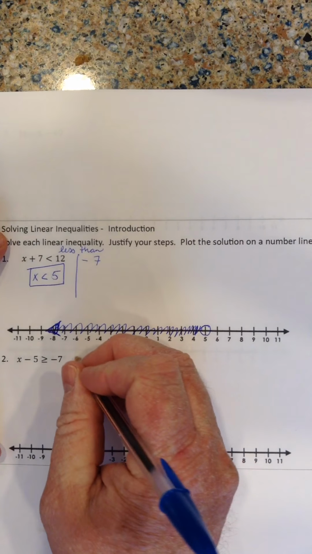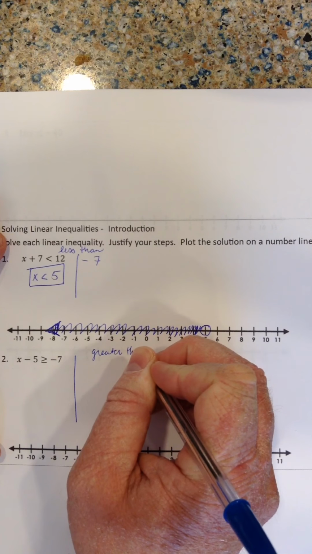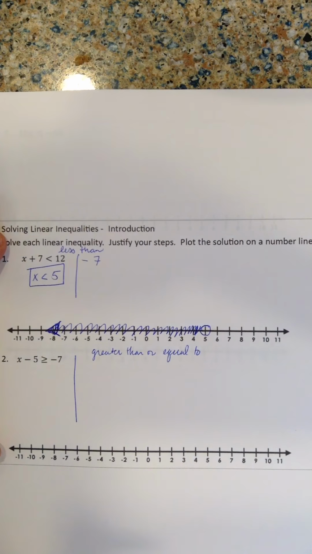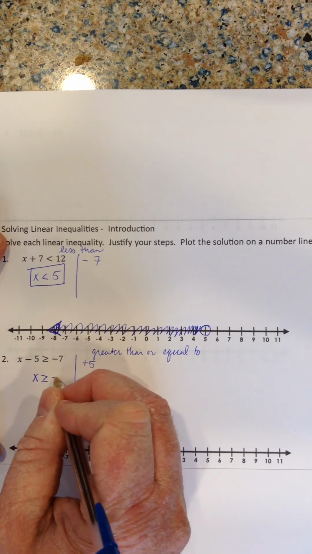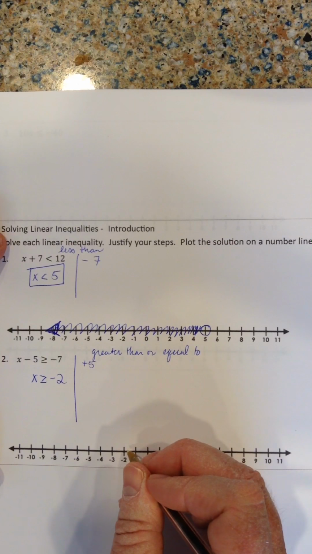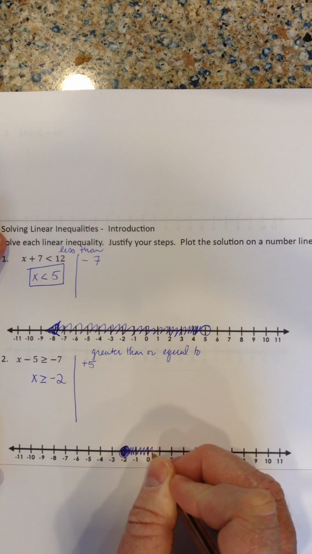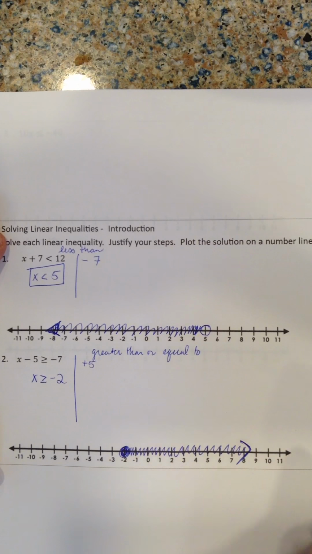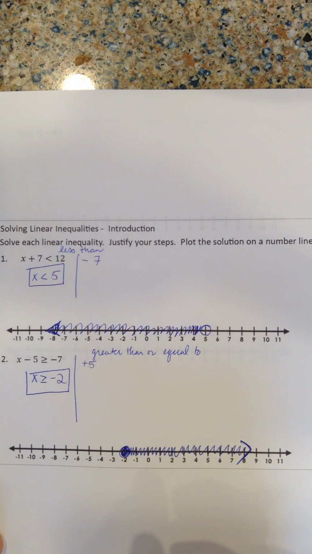Okay, number 2. It says greater than or equal to. So I'm going to add 5 just like I would with an equation. We get x is greater than or equal to negative 2. So since it's greater than or equal to, I'm going to fill in the circle. And since it's greater than, I'm going to shade everything to the right. Like so. So that's the solution for everything greater than or equal to negative 2.